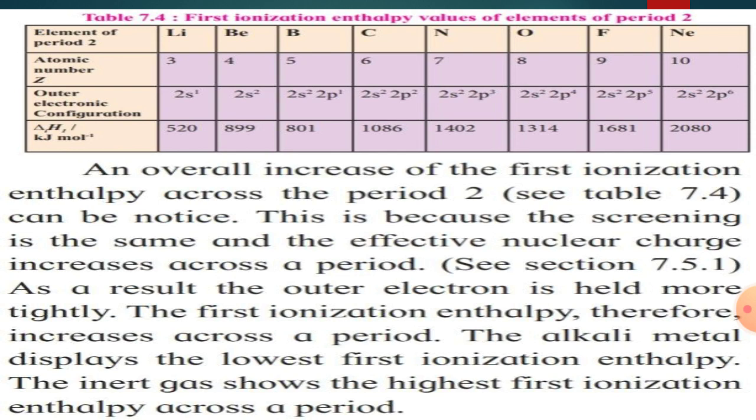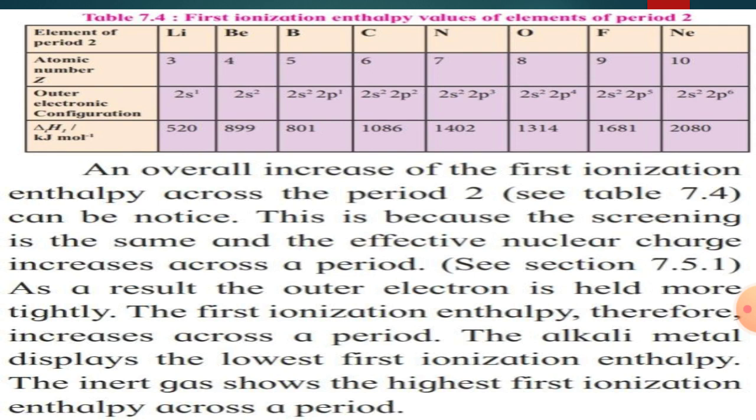Now you see Table 7.4. Elements of period 2: lithium, beryllium, boron, carbon, nitrogen, oxygen, fluorine, neon. So here, students, what do you observe? The number of shells is the same. The first ionization enthalpy value for the first element, lithium, is 520, beryllium 899, boron 801, carbon 1086, and so on.